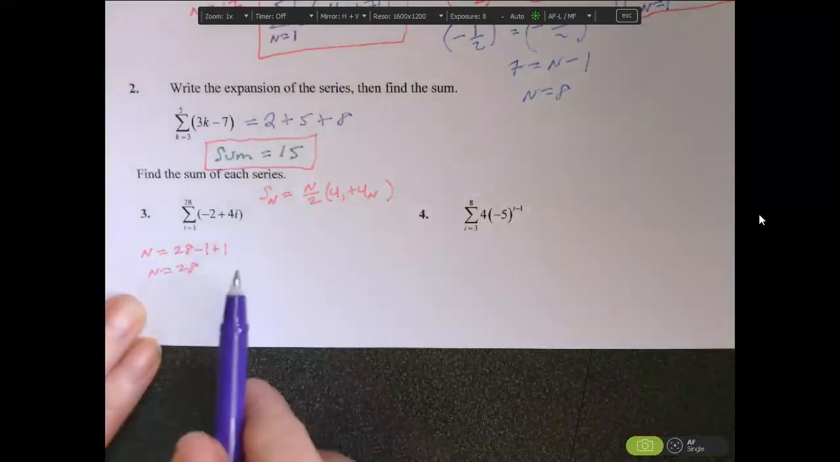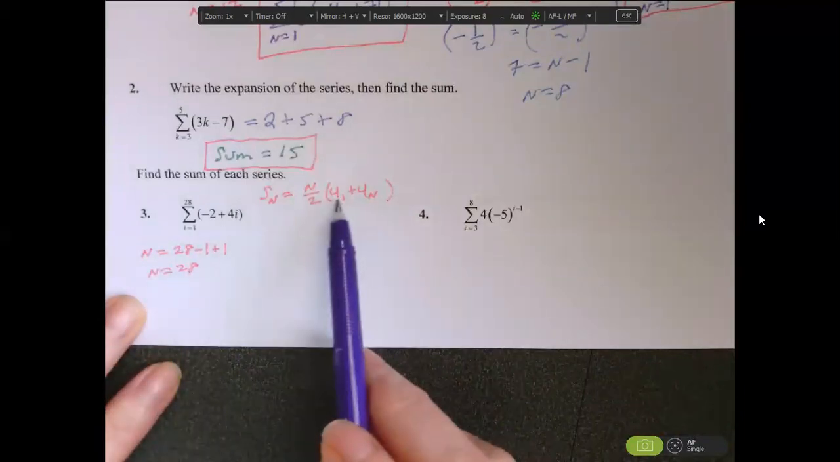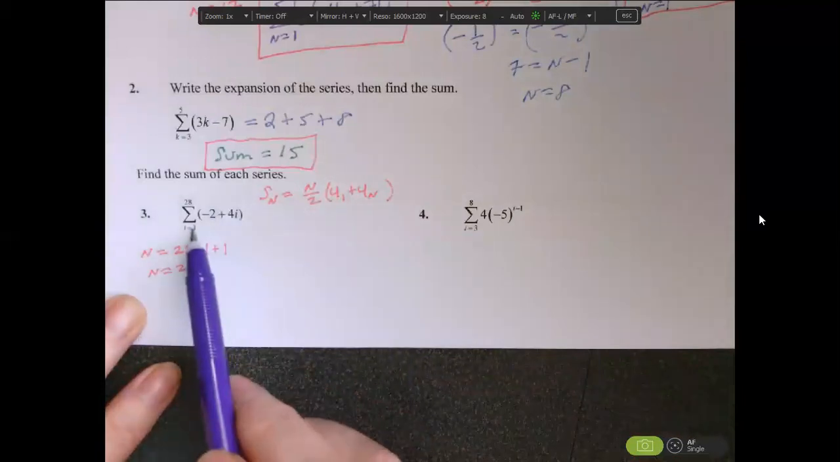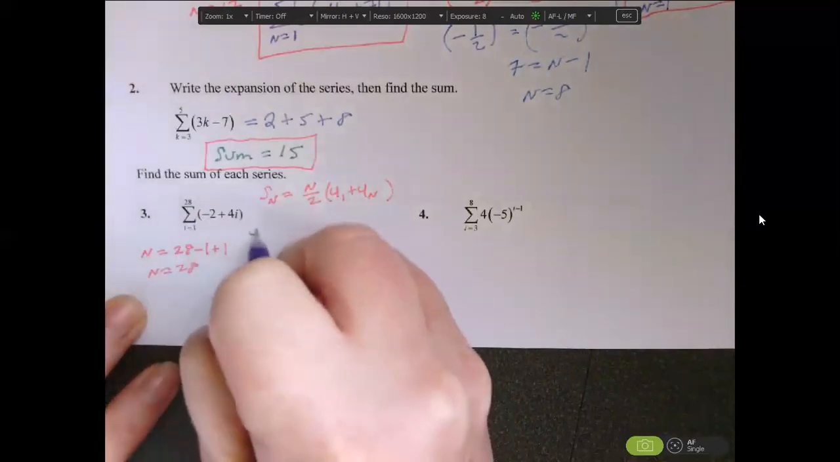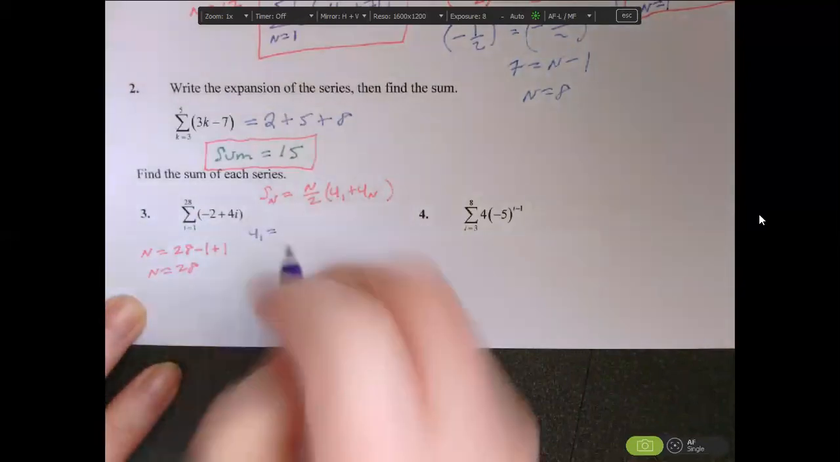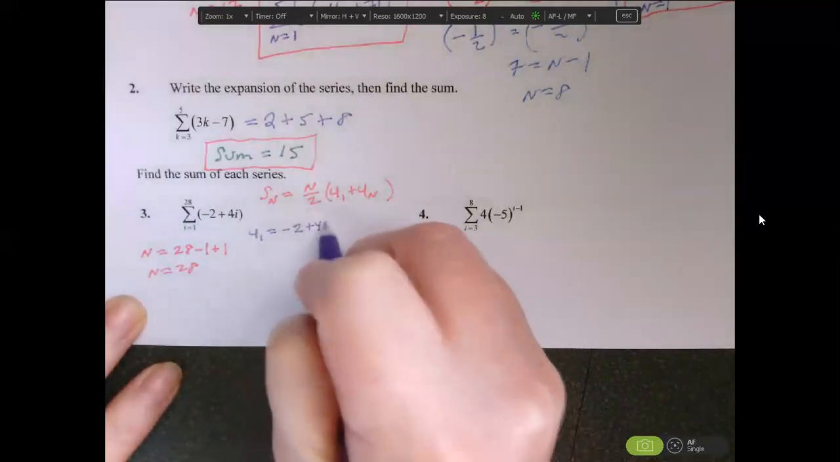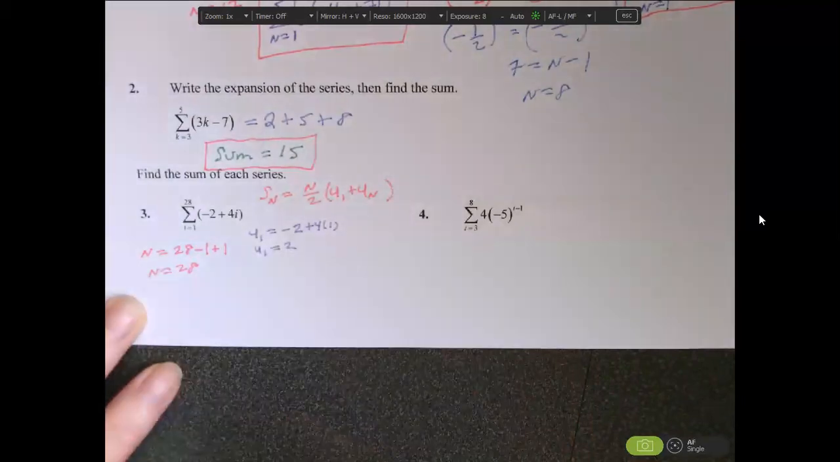All right, continuing on. So I need to know how many terms. I've got it. Now, I also need to know the first term and the last term. Well, that's easy. To get the first term, I put 1 in for i. To get the last term, I put 28 in for i. So let's do it. So u sub 1 equals -2 plus 4 times 1. So u sub 1 equals 2.